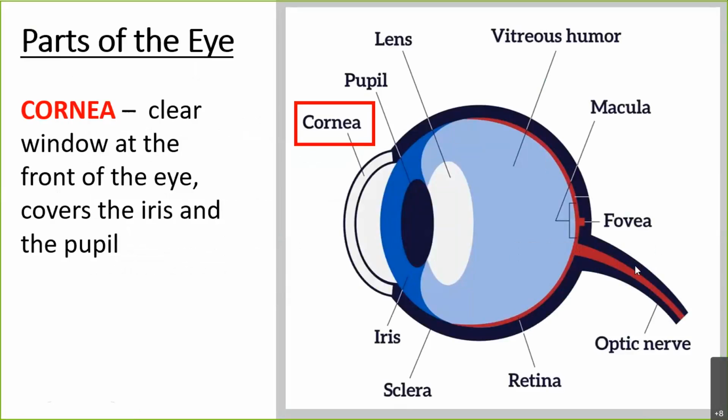All right, so let's look at parts of the eye. The first part is the cornea, and that's the clear window at the front of the eye that covers up the iris and the pupil, which we'll define very shortly. Okay, so when you touch your eyeball, the first thing you're touching is your cornea that you could actually touch with your finger. Okay.